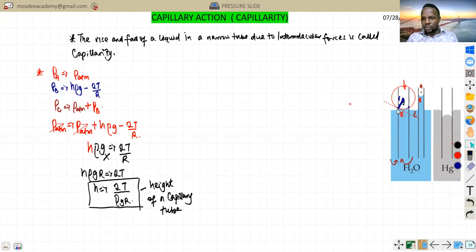Now, the angle between this and this tangent is our theta. Theta here will correspond to theta here. You can form your shape and have something like this. We have big R, we have small r, and we have an angle of theta. What I'm trying to say is that the radius of the sphere is small letter r.